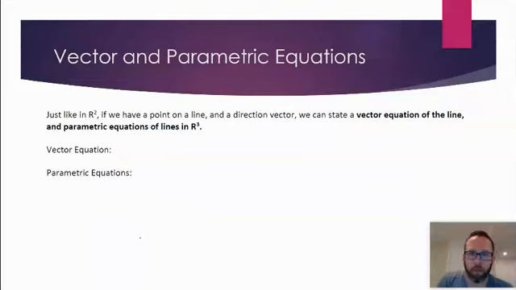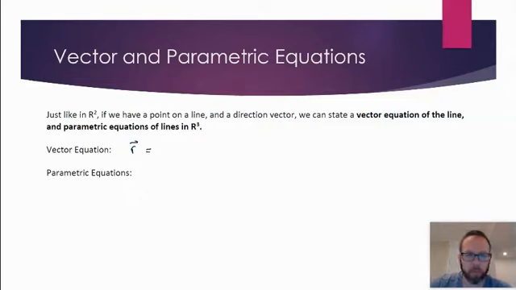Just like in R2, if we have a point on a line and a direction vector, then we have enough to state the equation of the line. If you think about a line going through 3-space, nothing really changes from R2. To describe a line, all you need is a point on that line and something to tell you which direction to go. It's just this time our points and direction vectors will be in R3. So we're just going to do a natural extension of our vector equation and parametric equations of a line, adding a third dimension.